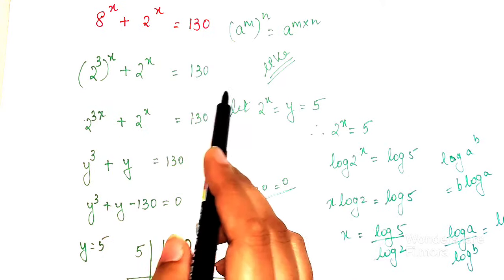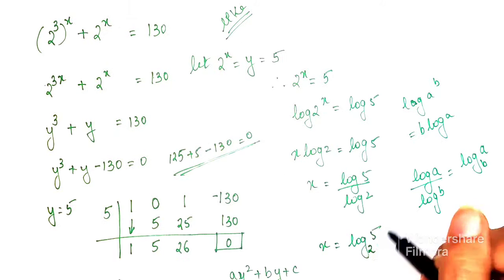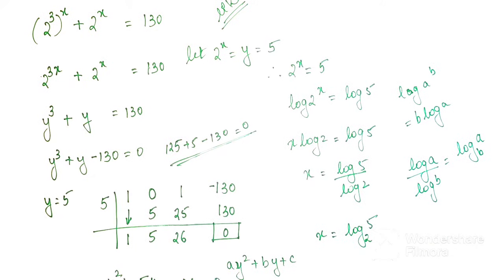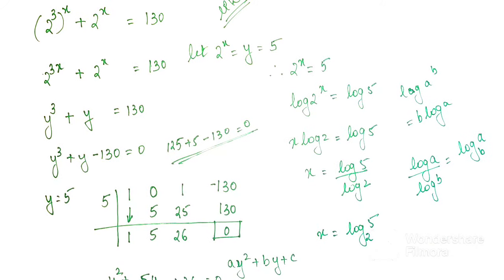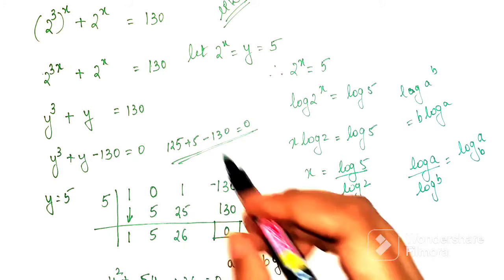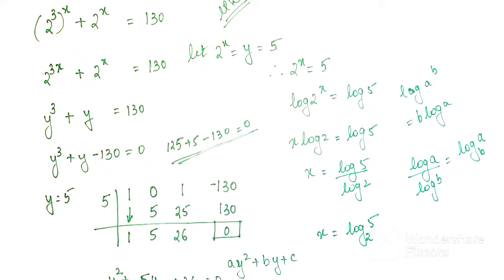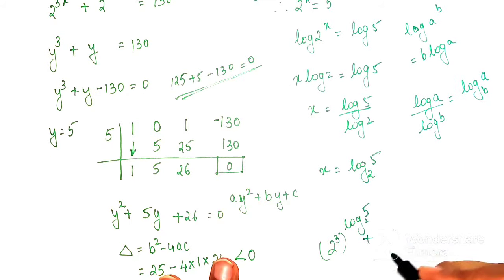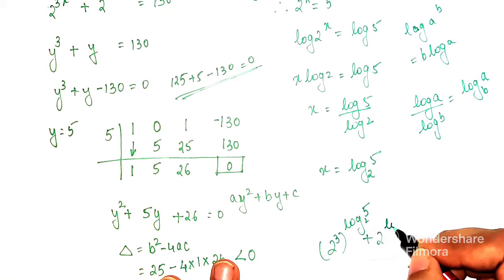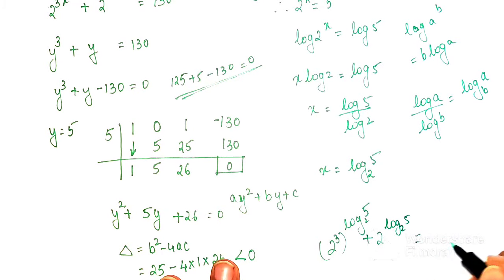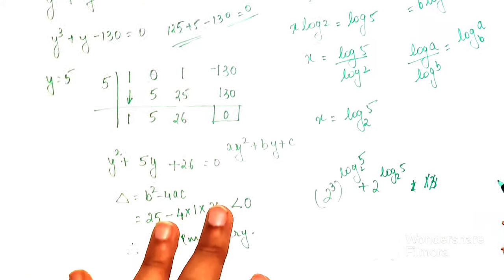So here in this particular equation I'm going to put the value of x. Basically I can write (2 cube) the whole raised to x. Instead of x I'm going to write log of 5 to the base 2, plus 2 raised to log of 5 to the base 2 is equal to 130. We need to figure out whether it is coming out to be 130.